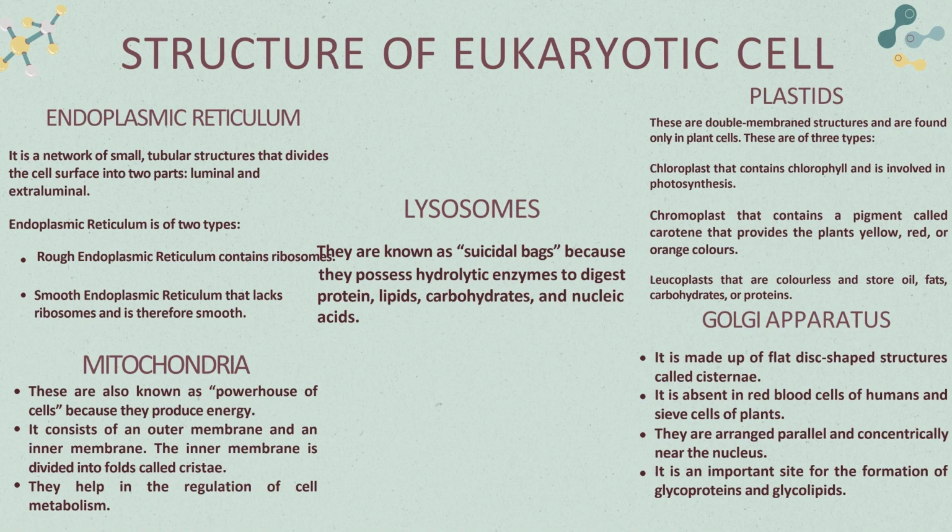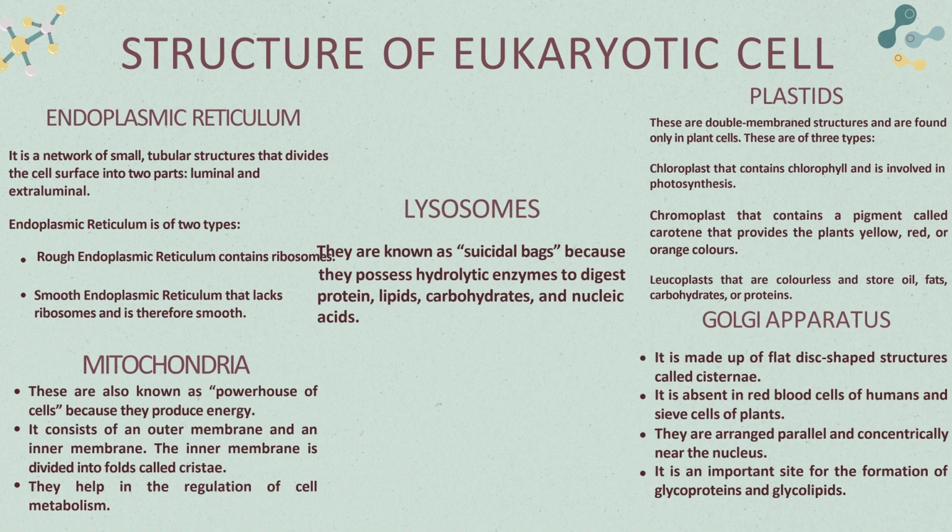We also have the mitochondria. These are also known as powerhouse of cells because they produce energy. It consists of an outer membrane and an inner membrane. The inner membrane is divided into folds called cristae. They help in the regulation of cell metabolism.